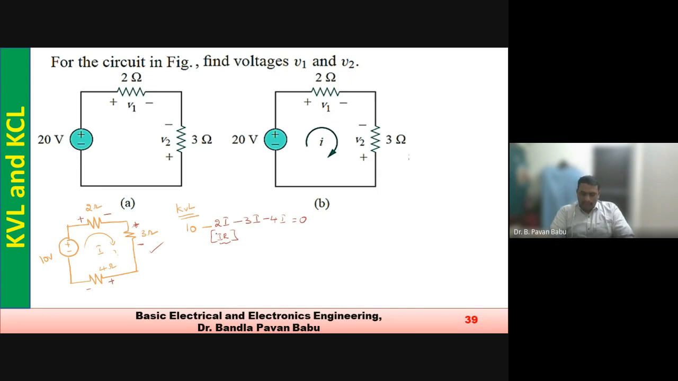So here you may ask me, sir, why is this I remaining same for all these elements? In a series circuit the current is same. So that is the reason I am writing the current as I for all the resistors. When the elements are connected in series, whatever the elements may be, either a resistor, inductor, or capacitor, I mean the passive elements, the current remains same here.